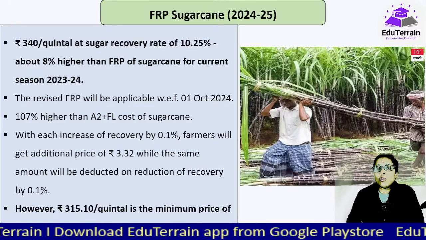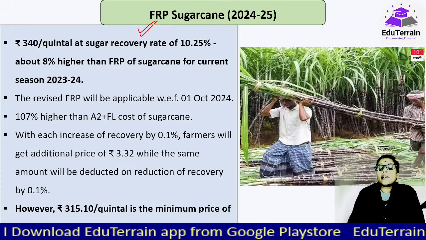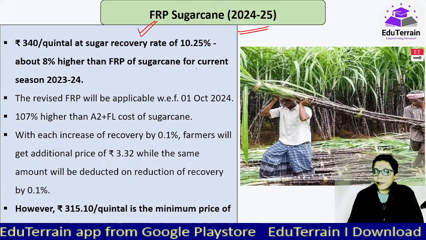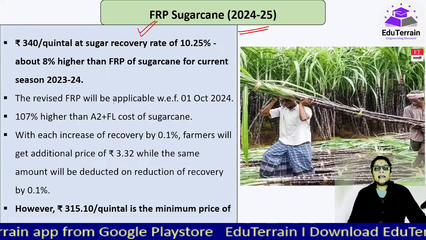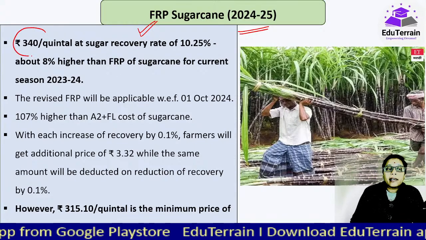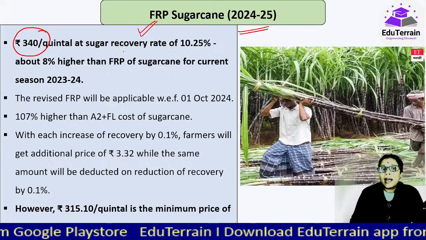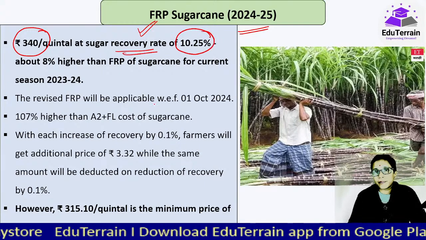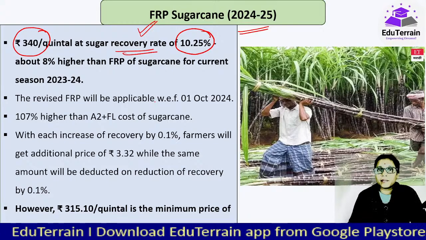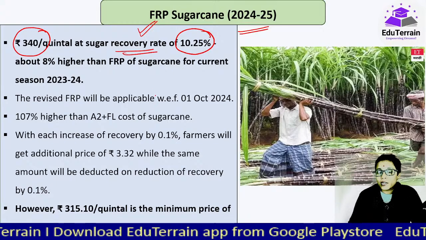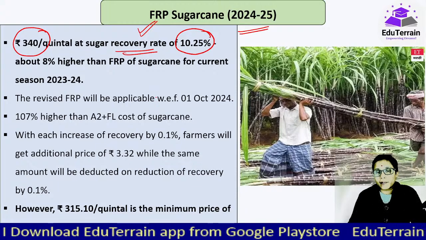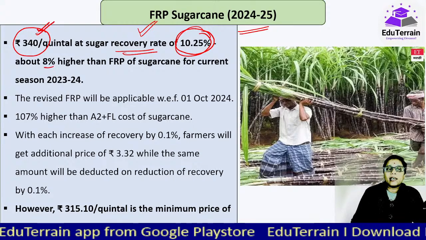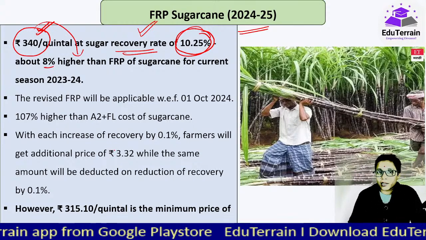Okay, now moving on to our fair and remunerative pricing for sugarcane. This again it is for 2024-25, and for this season it has been given 340 rupees per quintal at sugar recovery rate of 10.25%. That is, for every 100 ml of juice, this much, 10.25 grams, sugar comes. So that is the 10.25%, which is 8% higher. This is 8% higher FRP than the previous year.